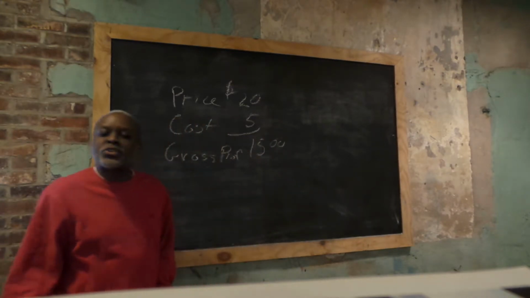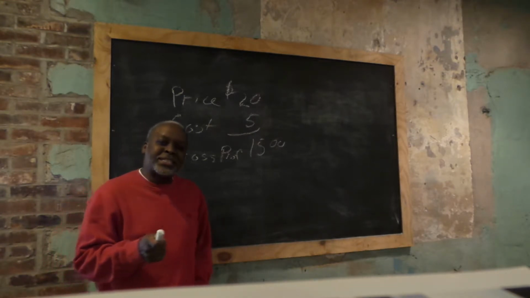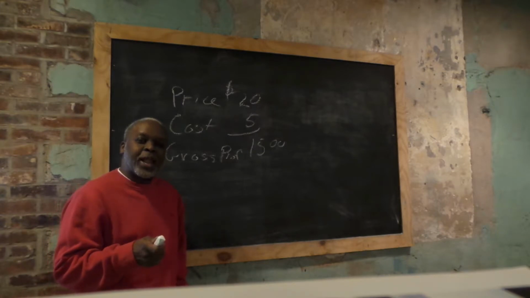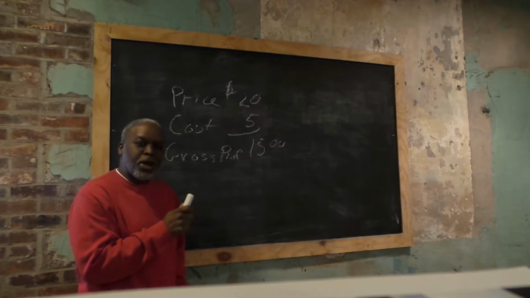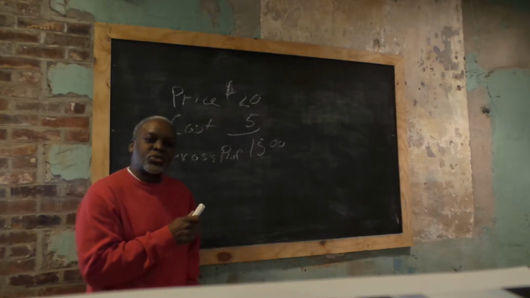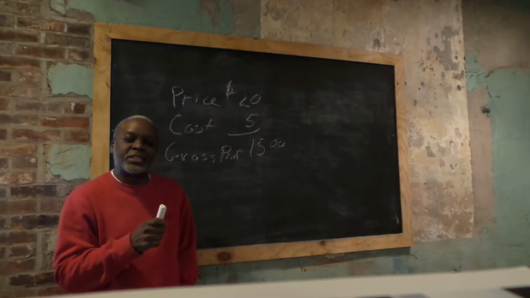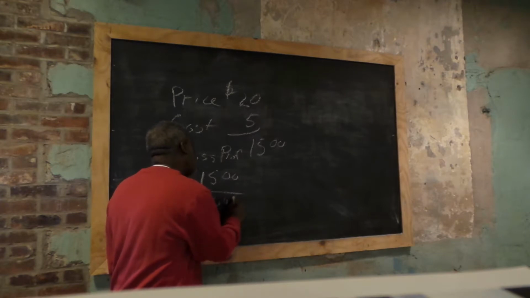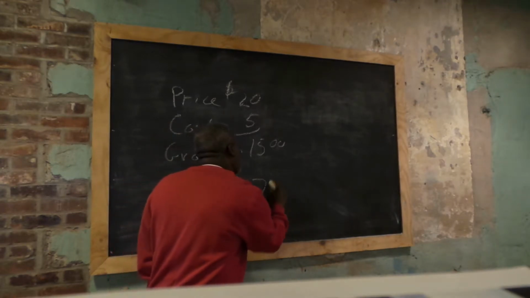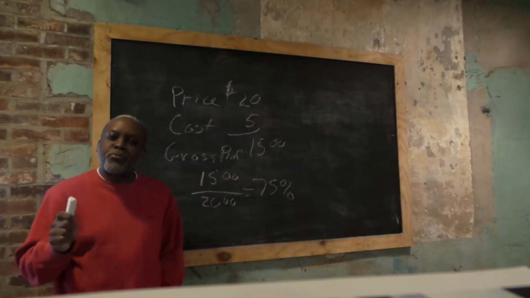But now, what does gross profit mean and how do we use it? With gross profit, I'm looking for the amount of money that I'm going to have to run my business, minus the cost of producing the product or service. So in this instance, what we need to do first is turn this gross profit into a percentage. So the $15 divided by the $20 price equals 75%. So we're actually making a 75% profit margin.